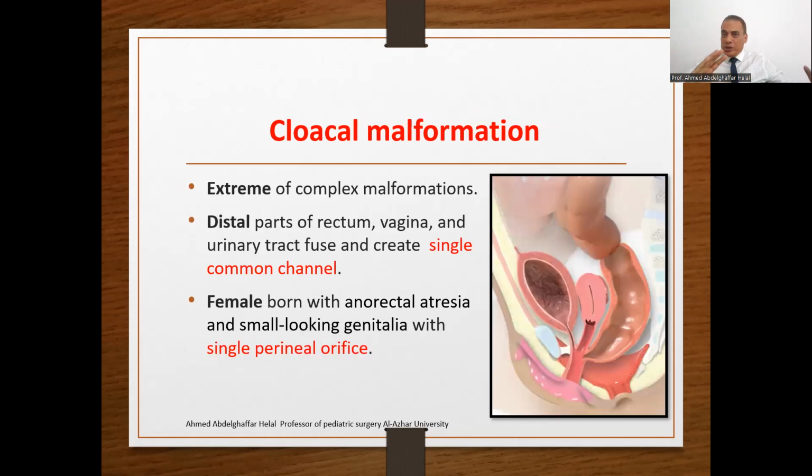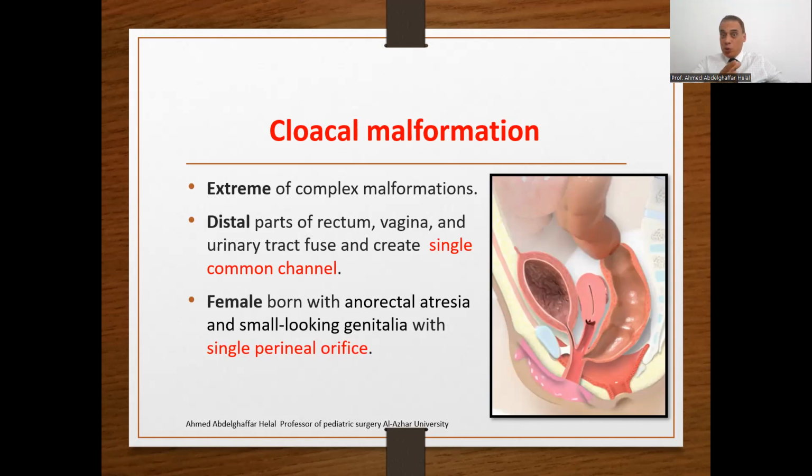Now we will shift to what are called cloacal malformations. What does it mean? It is a very complex malformation with a wide spectrum of anomalies, in which the distal part of the rectum, the distal part of the vagina, and the distal part of the urinary bladder fuse and form a single common chamber. All three parts fuse together, forming a single room or single chamber: the lower rectum, the lower vagina, and the lower urinary bladder.